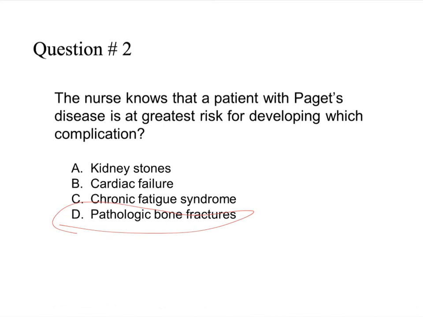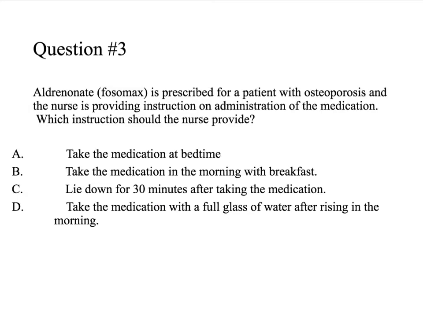The femur and the tibia are most often affected with pathologic bone fracture in a patient with Paget's disease. Patients with Paget's disease frequently are fatigued. Although less common, they can develop kidney stones and heart failure, but the highest incidence, again, is letter D, and that's the best answer.